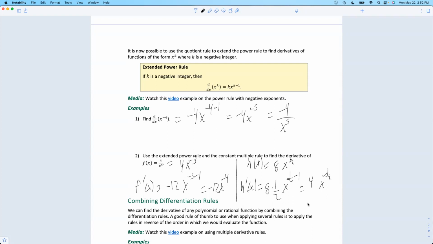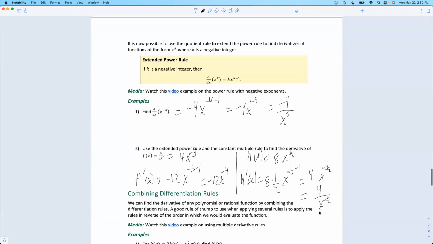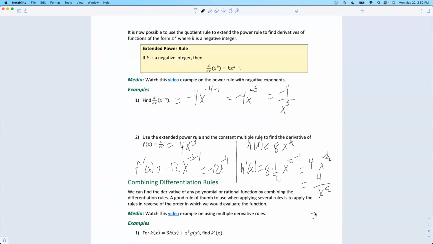And what's half of 8? That's 4. So I could rewrite this if I wanted, 4 over x to the positive 1/2. And remember, 1/2 just means square root. So that would be 4 over square root of x. This was 8 times square root of x. Okay, that's a good place to stop there.